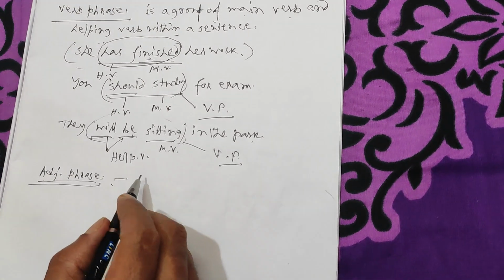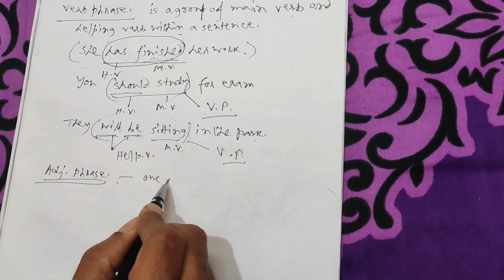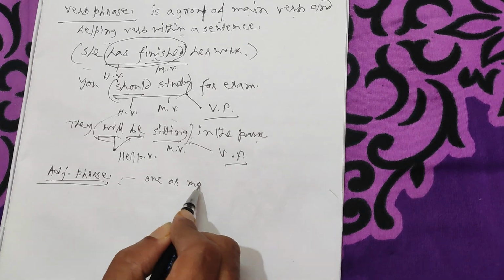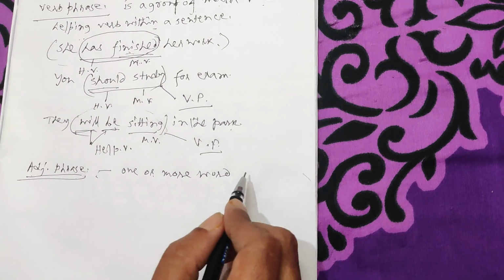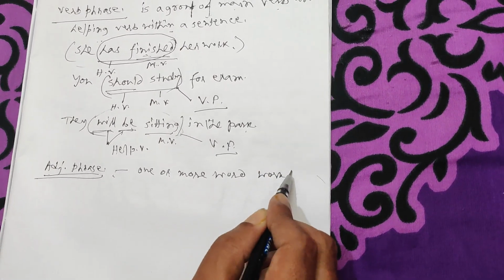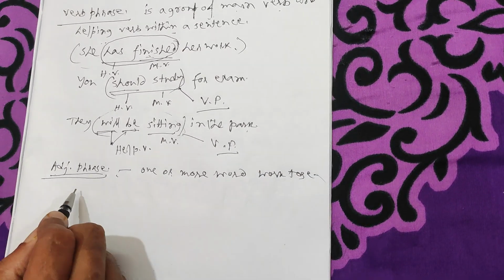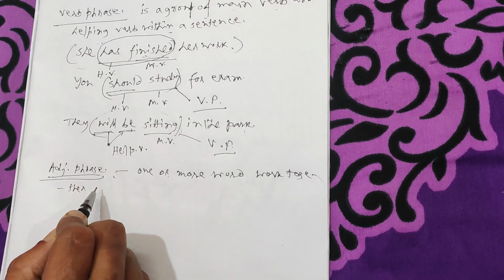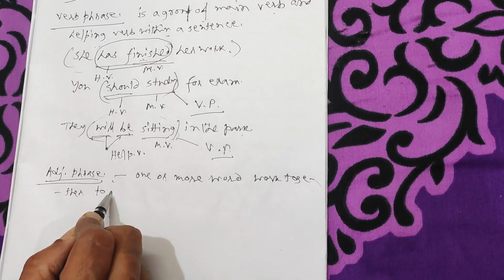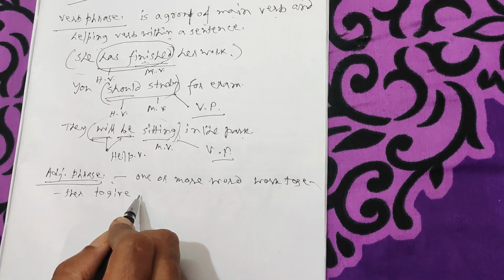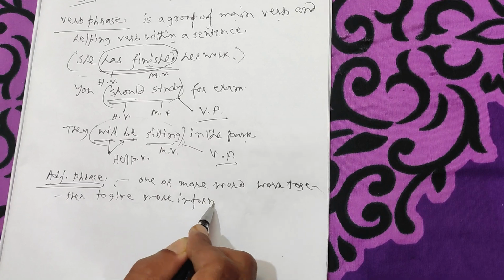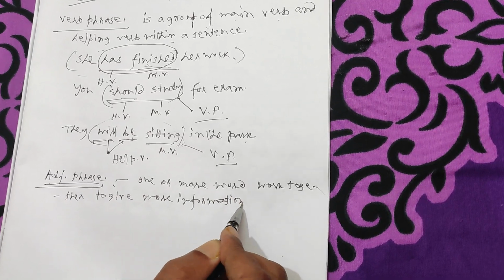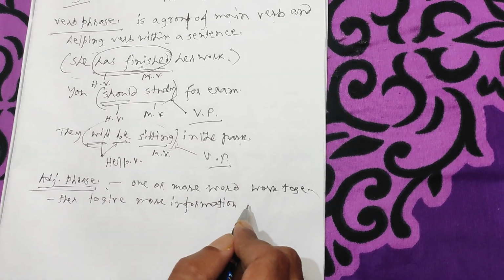An adjective phrase is nothing but one or more words working together to give more information about an adjective.